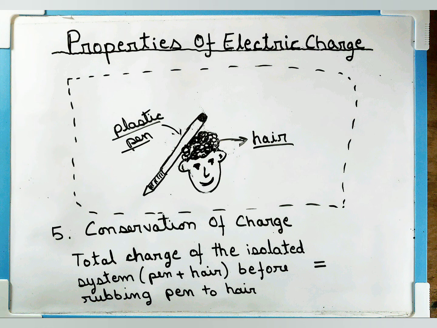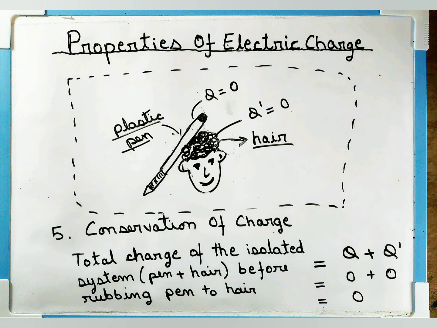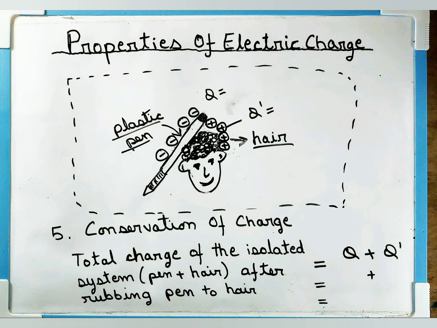So what is the total charge of the system? If both are neutral, then the total charge of the system is equal to 0. So the charge of the system, which is the pen and the hair, before rubbing the pen to the hair, is equal to 0. Alright, now if we rub the pen to the hair, then there is a transfer of electrons, making the pen negatively charged. How many electrons? Let's say 4 again. And the hair will be positively charged because it loses electrons.